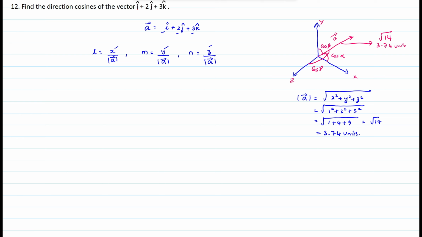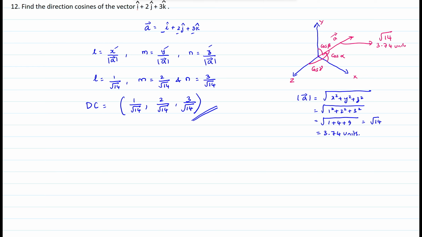Now if you substitute the values of the coordinates and the length of the vector, you will get the value of l. So l is equal to 1 divided by root 14, m is equal to 2 divided by root 14, and n is equal to 3 divided by root 14. So the direction cosines for this particular vector are 1 by root 14, 2 by root 14 and 3 by root 14. This is the answer required as per your textbook.